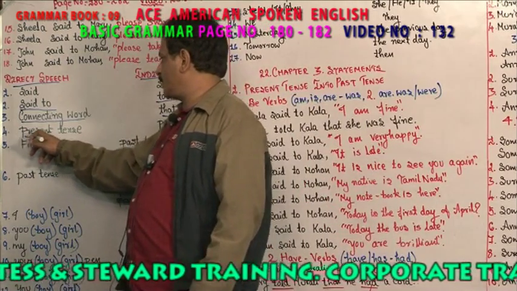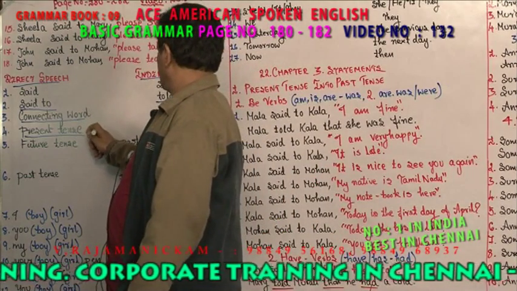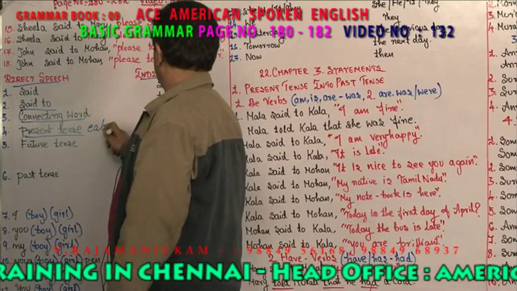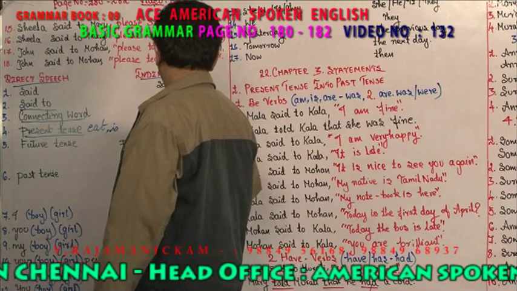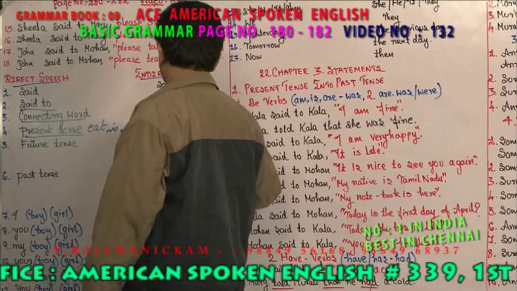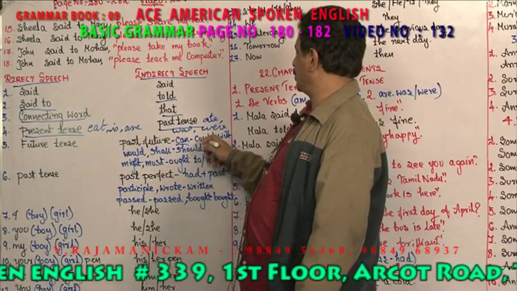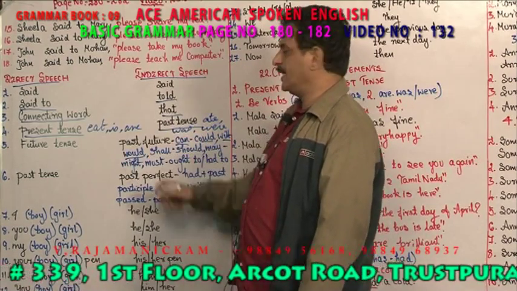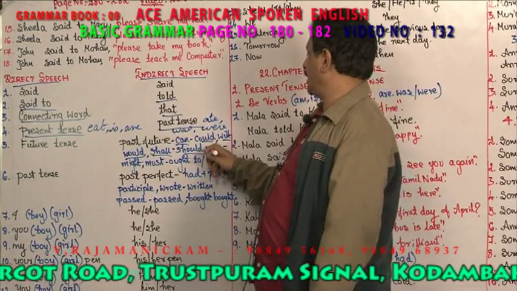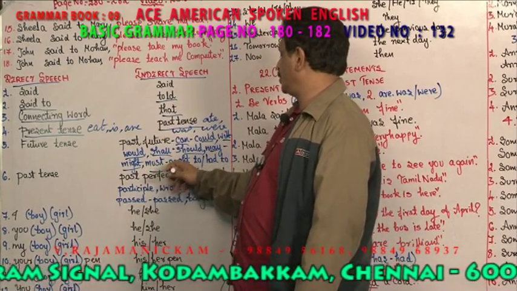Present tense in direct speech changes into past tense. For example, eat changes into ate. Is changes into was. Are changes into were. Right, sir? So for future, can changes into could, will changes into would in indirect speech, shall changes into should, may changes into might, must, ought to, had to.